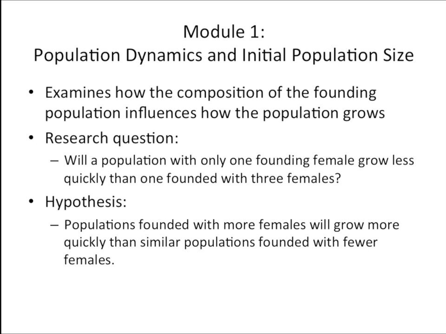First, let's discuss Module 1, Population Dynamics and Initial Population Size. So this one's looking at the variable of that sex ratio in the initial population. Our research question is, will a population with only 1 founding female grow less quickly than one founded with 3 females? And our hypothesis, based on what we know about fecundity and the importance of females, is that populations founded with more females will grow more quickly than similar populations founded with fewer females.